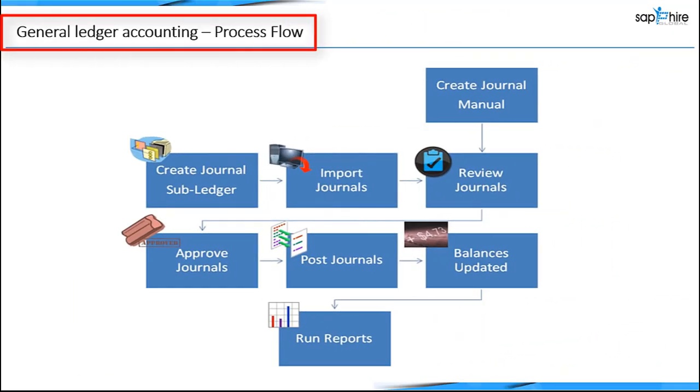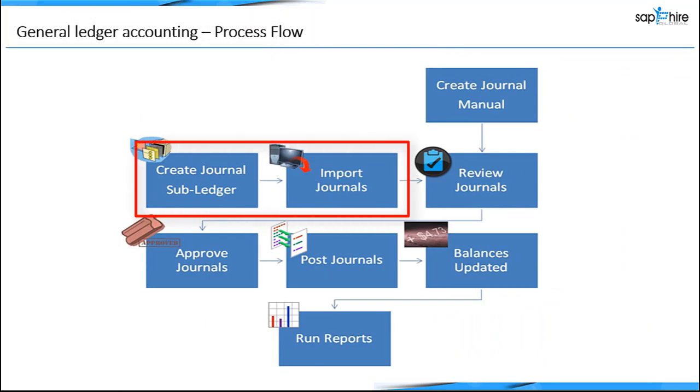Let's look at General Ledger Accounting Process Flow. First, let's see Create Journal Subledger or Import Journals. GL Process Flow creates journal or imports journal from subledger accounting journals. They can be created directly in the General Ledger. They can also be created in subsidiary ledger and then can be imported to the General Ledger.